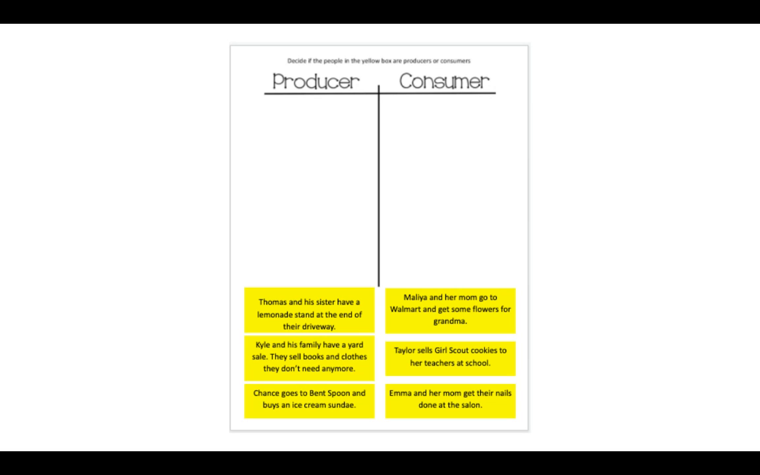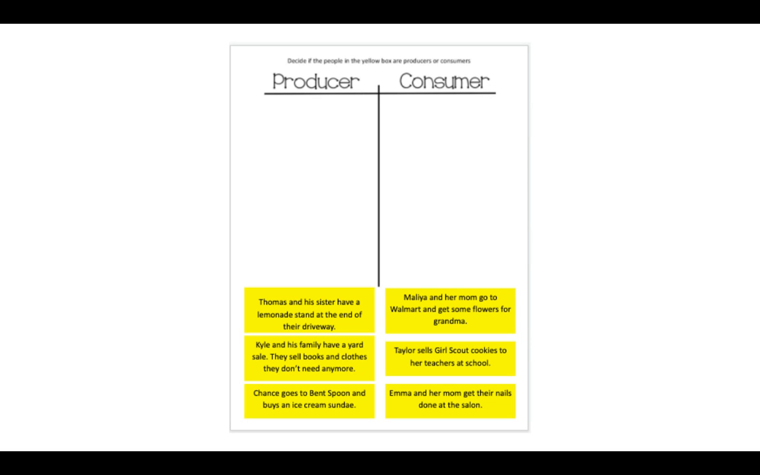Let's go over to the one right next to it. Malia and her mom go to Walmart and get some flowers for grandma. Let's see, are they selling or growing the flowers? Or are they buying the flowers? Well, they're buying the flowers.